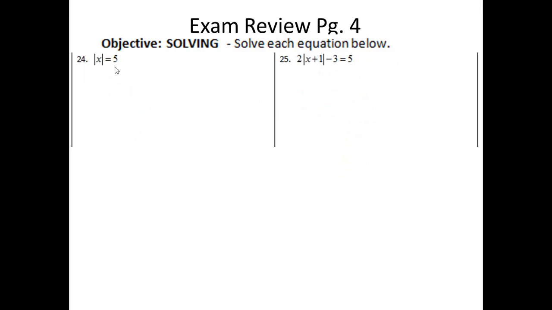Number 24, we have an absolute value sign. So what values can I put in for x that I can take the absolute value of that would equal 5? Well, the answer is both a negative 5, x is equal to a negative 5, and x is equal to 5.